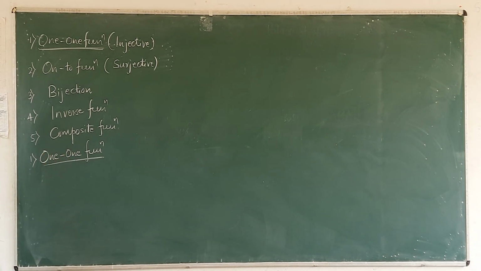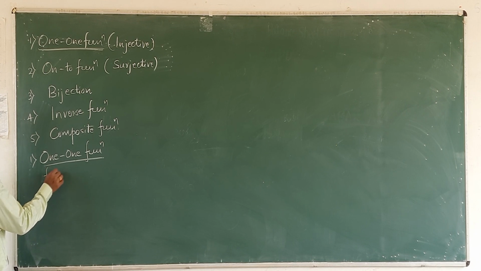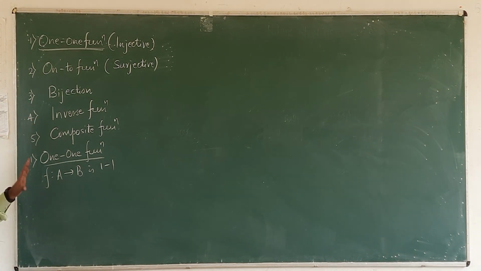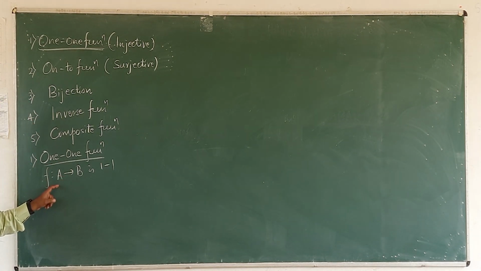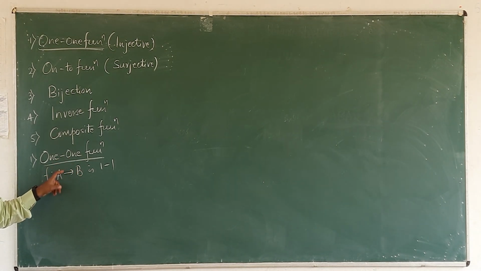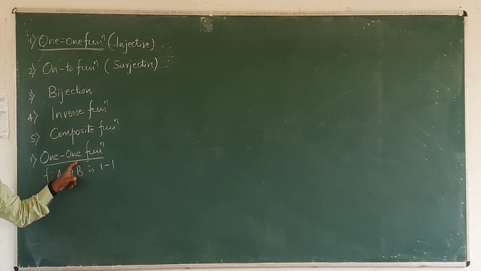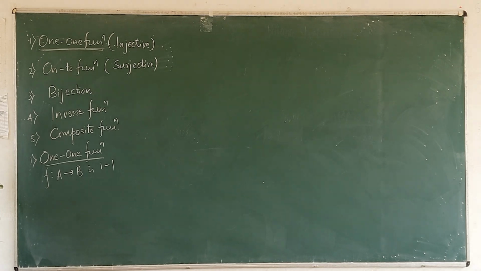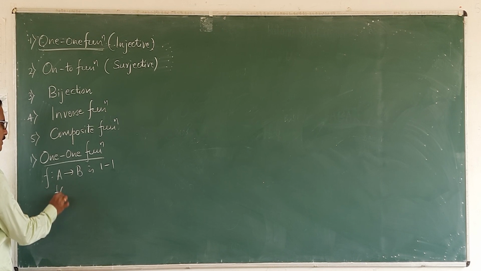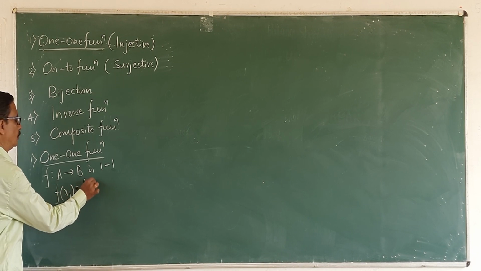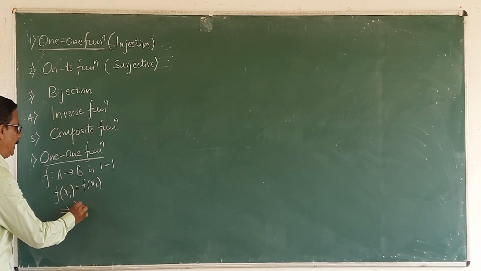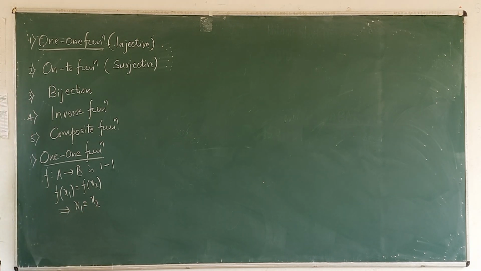Define one-one function. Remember, a function f from A to B is said to be one-one if different elements of set A have different images in the second set. Or in other words, a function f from A to B is said to be one-one if f of x1 is equal to f of x2 implies x1 is equal to x2.